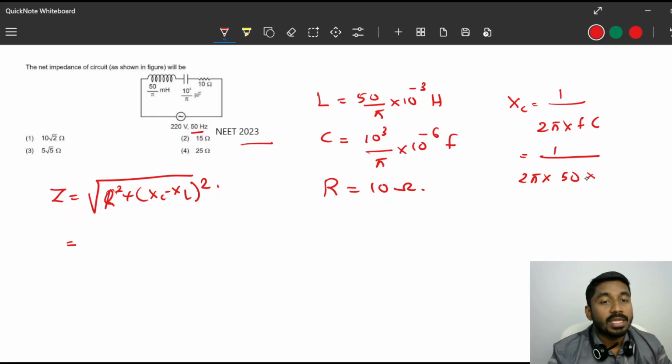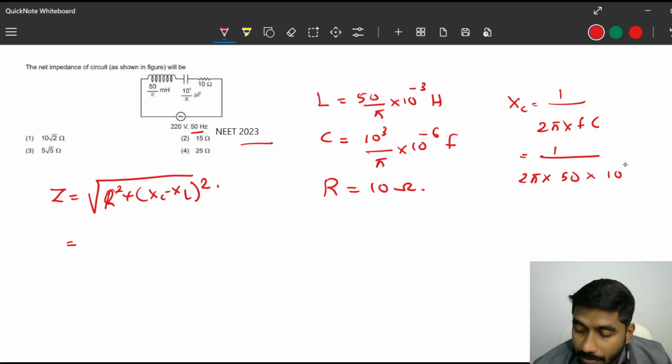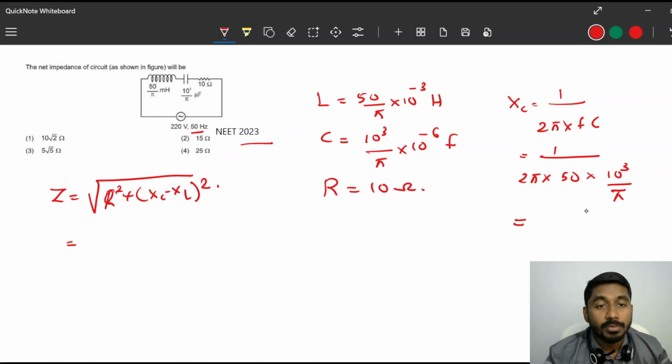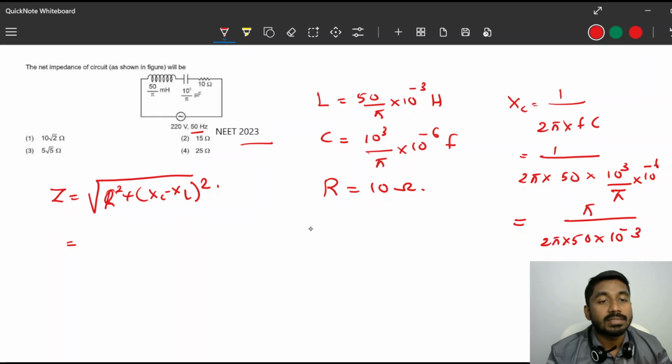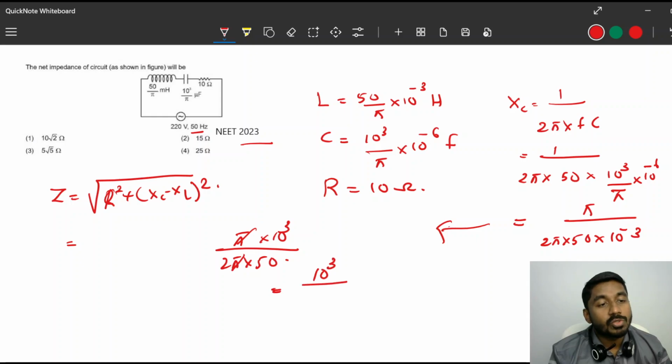50 hertz, into C. What is C given? That is 10 raised to 3 by pi. So take the pi into the numerator; but we have to convert it into microfarad. So here we will get pi by 2 pi into 50 into 10 raised to minus 3. Taking it here, it becomes pi into 10 raised to 3 by 2 pi into 50. So pi and pi you can cancel, it becomes 10 raised to 3 by 10 raised to 2, and you will get the answer 10 ohm. So you got XC as 10 ohm. Understood? XC is 10 ohm.